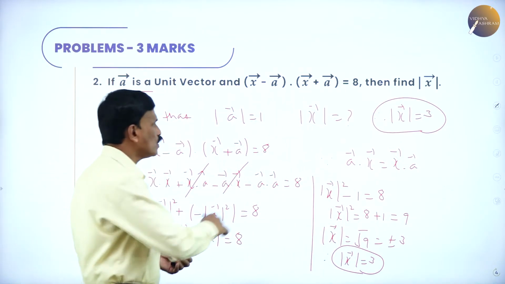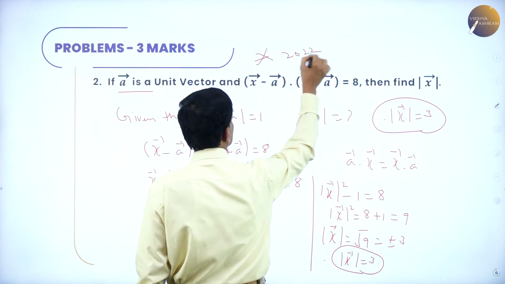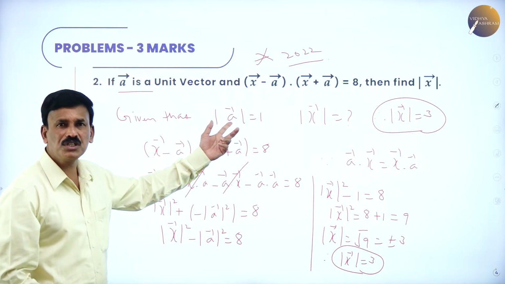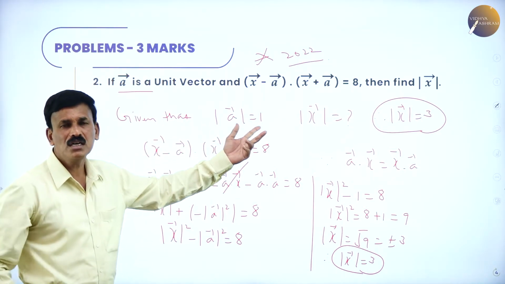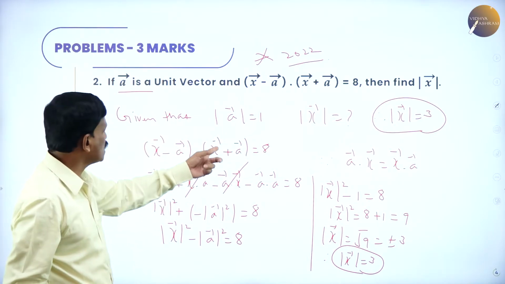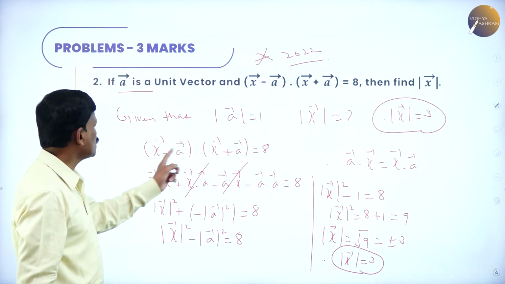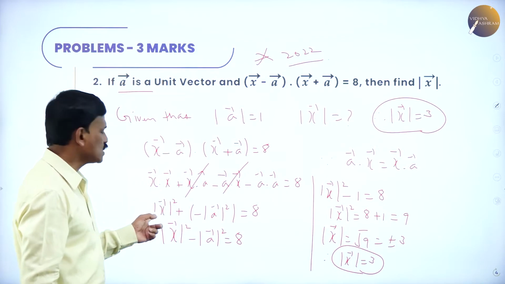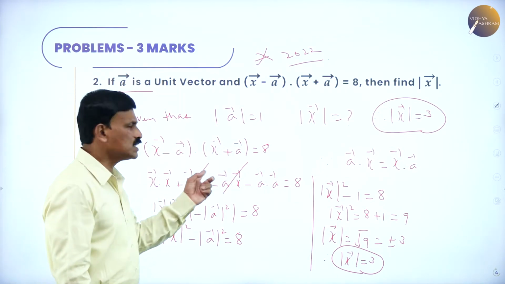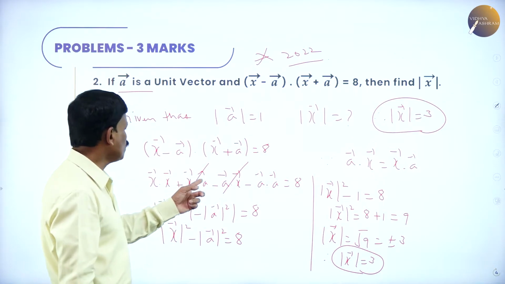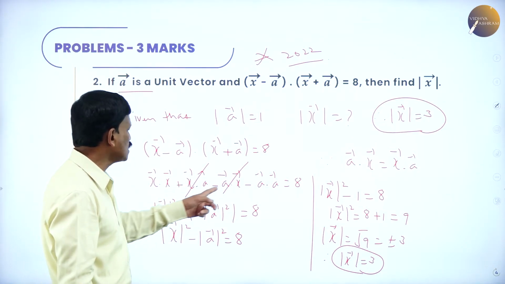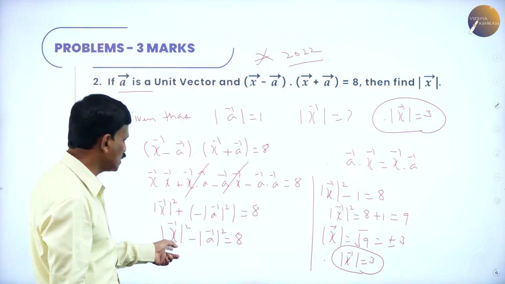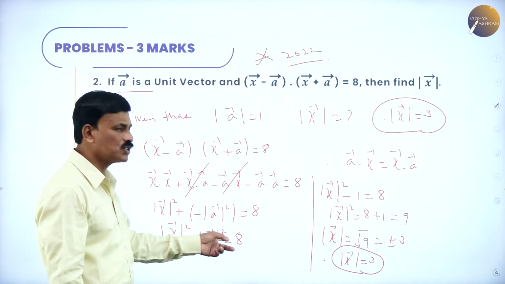This is a very important type of problem, so you may expect this in the 2022 examination. Very easy. Given that a is a unit vector, the magnitude of a is equal to 1, and what is required is the magnitude of x. The given condition expands to x dot x, x dot a, minus a dot x, minus a dot a. X dot x can be written as length of x whole square. Since the dot product is commutative, x dot a minus a dot x gets cancelled, leaving minus a dot a, which is length of a square. So length of x square minus length of a square is equal to 8.